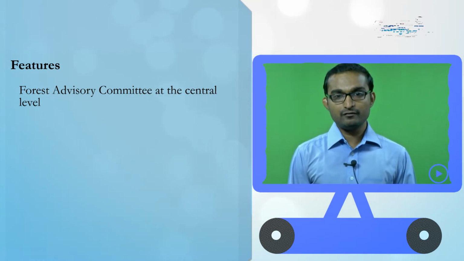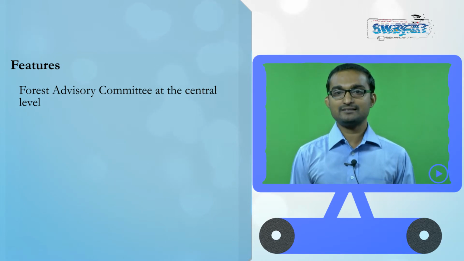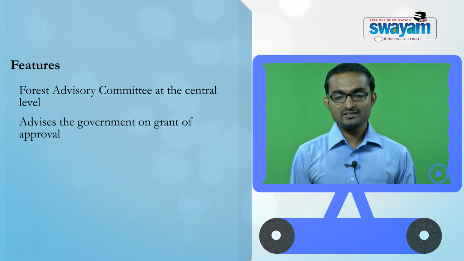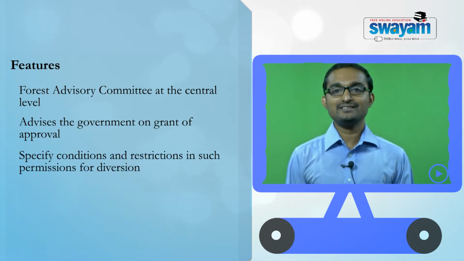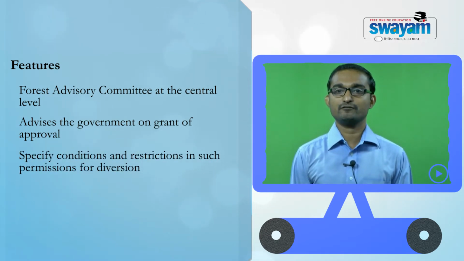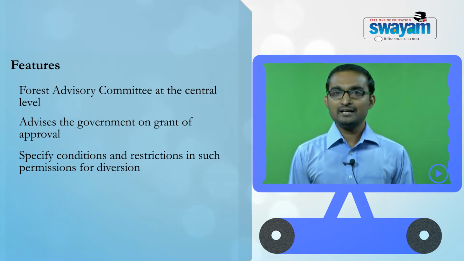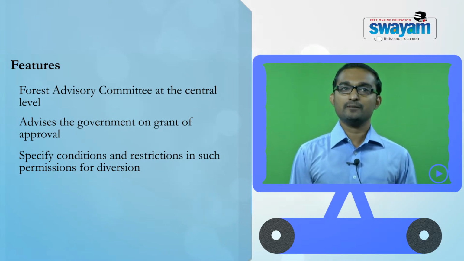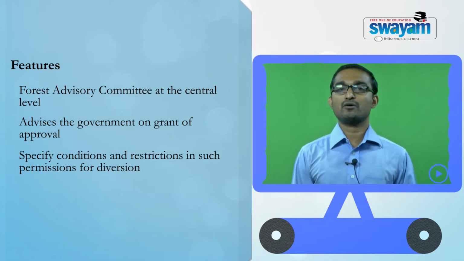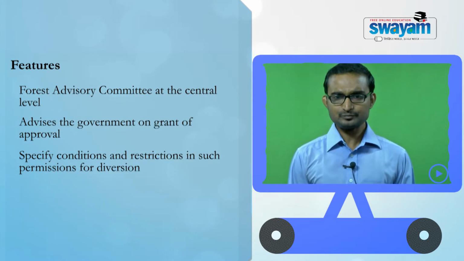In this case, the Forest Advisory Committee constituted at the central level advises the government on grant of approval, and they can also specify various conditions and restrictions in such permission for diversion. That means this is the mechanism, the way that the Forest Conservation Act seeks to regulate the diversion of forest for non-forest purposes.